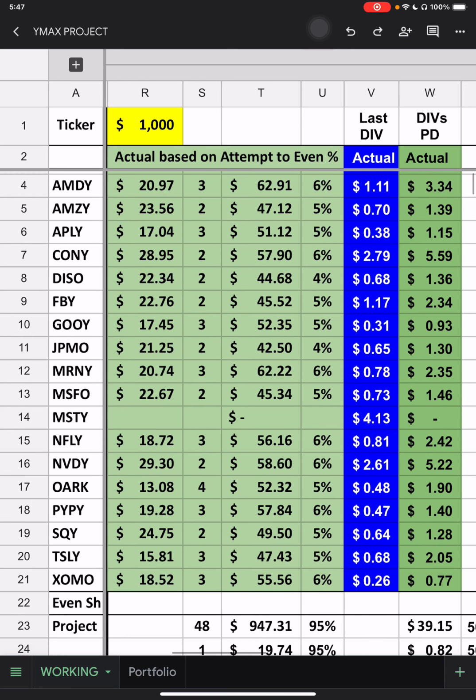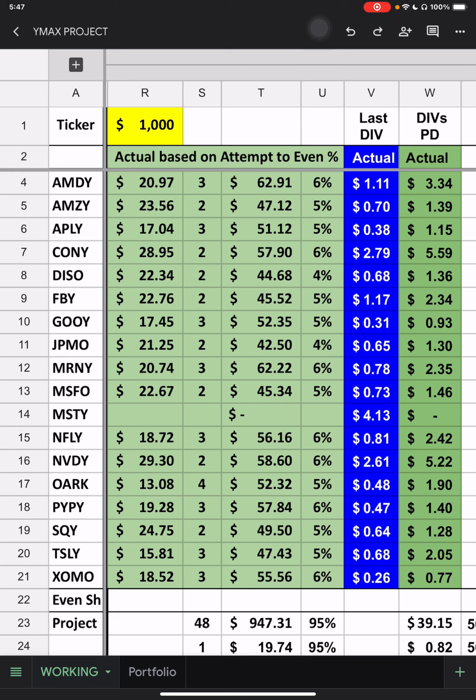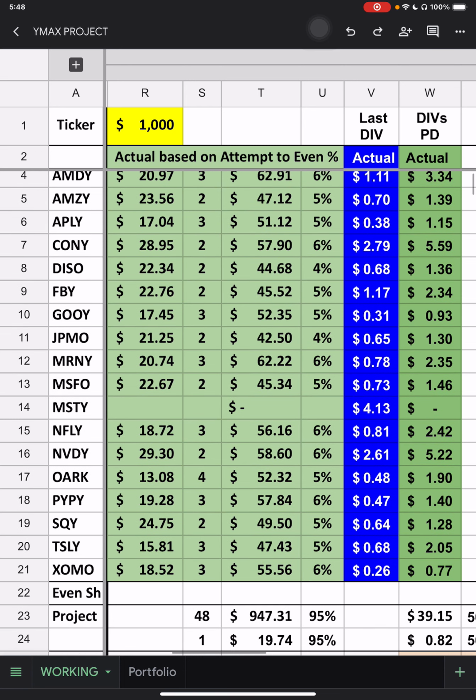So you can scroll down here and you can see at the bottom, for this project, that I have 48 shares total with all of them. And I ended up spending $947.31. So I did have 50-something extra dollars that I could have spent because that was allocated to Misty, and then I didn't buy it again. I just ended up not doing it. I didn't think about it until later. And then you see here that what I actually received of the total was $39.15.